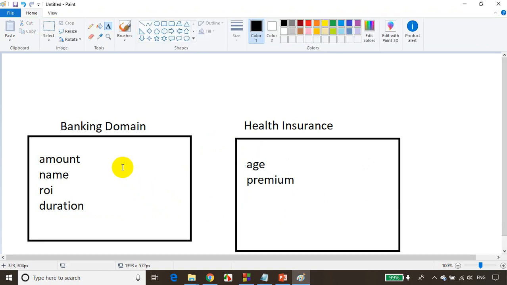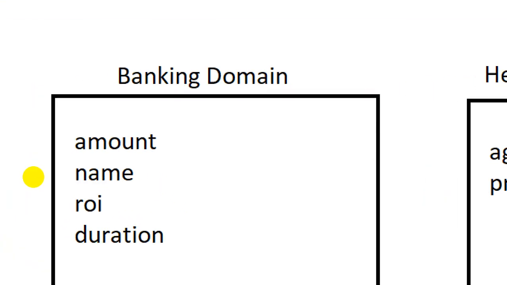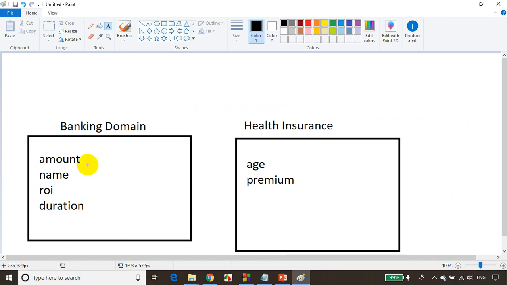Now let's try to understand this. In this case, amount is a number. Name of customer will be a series of characters, and the rate of interest could be a floating value like 3.5 or 2.5. Duration should also be a number. So the data that you want to store is not of the same type. It could be different types of data depending on the requirement.